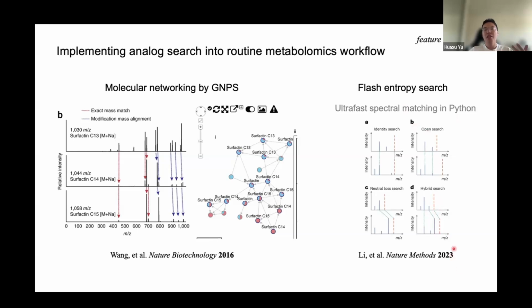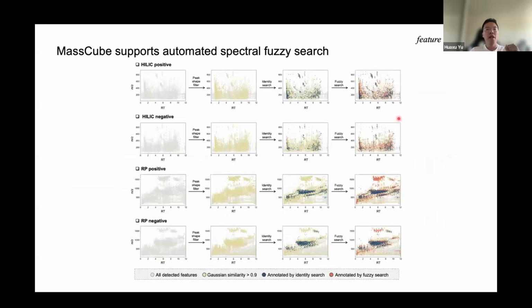So in 2023, in the Fiehn Lab, there's a work called flash entropy search that can achieve this calculation at a very fast speed. Also, it's a Python package. This package has been implemented in MassCube for metabolite annotation. With the fuzzy search, here we can see if we only do identity search, we can only annotate these blue dots in the data, right? This is the mouse brain data set we use for demonstration. But with the fuzzy search, we will be able to annotate a lot of other compounds. Especially here, we can see this is the lipidomics data.